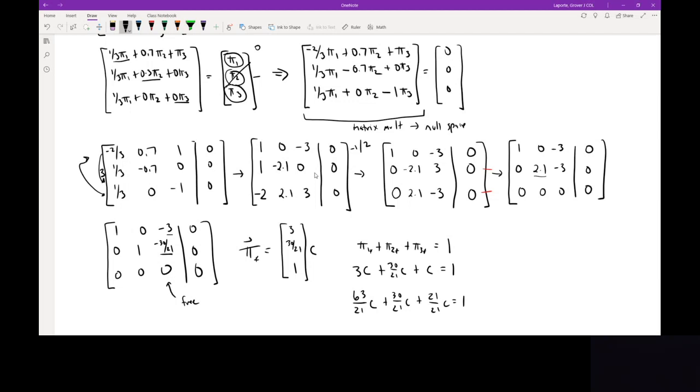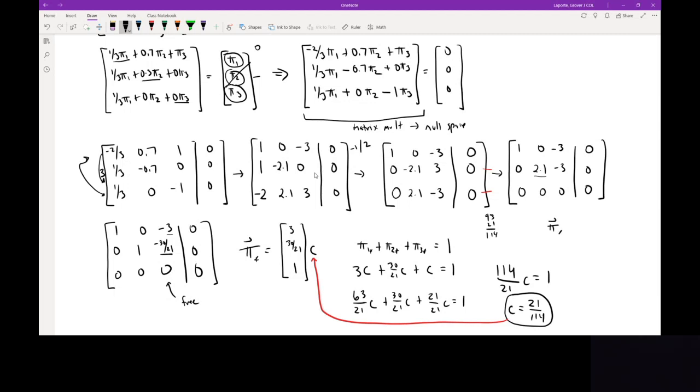And then let's add the top. So what do I get? 93 plus 21. 93 plus 21 is 114. So I get 114 over 21c is equal to 1. Therefore, c must be equal to 21 over 114. All right. So that's my c that must go on to this vector in order for it to satisfy the equal 1 piece, then there's only one of these pi stars, right?